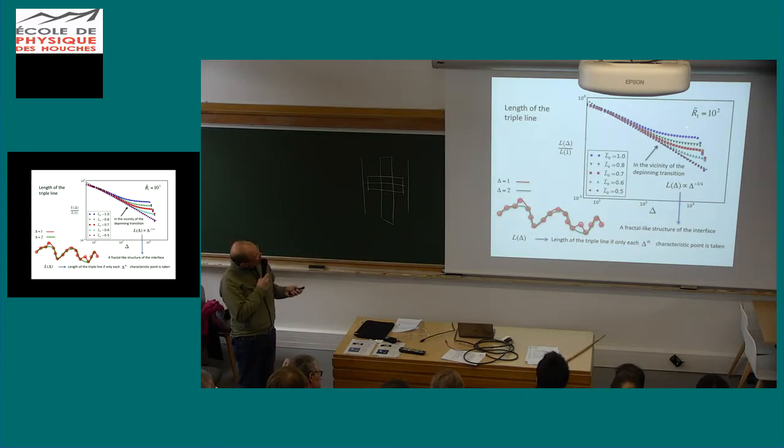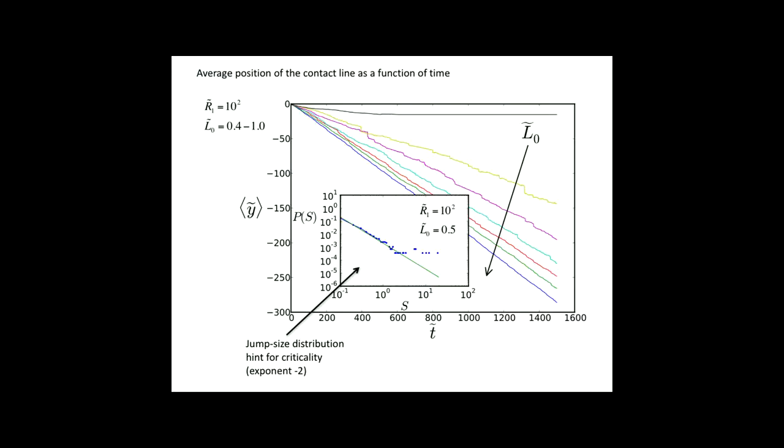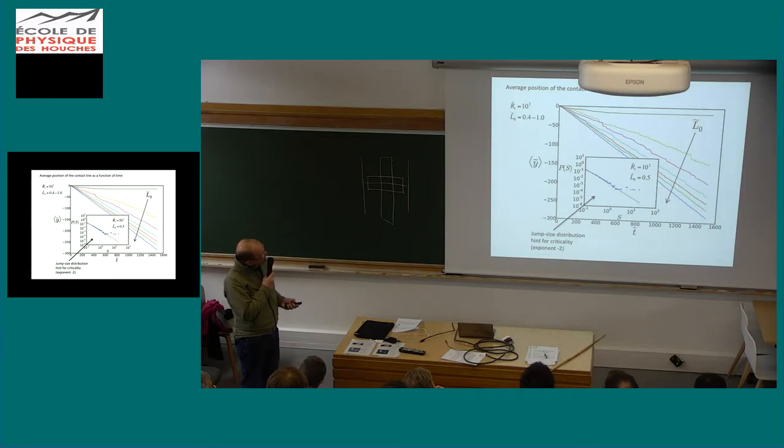And then you see, as you are approaching the critical point, the 1/2 for the given R1, you have a nice scaling, so it means that you really have a critical roughening in your system there. You can also study the average velocity of the triple line. So now I'm going to the critical point going up: I'm fixing the R1 parameter, and I'm taking L0 in this direction, up.